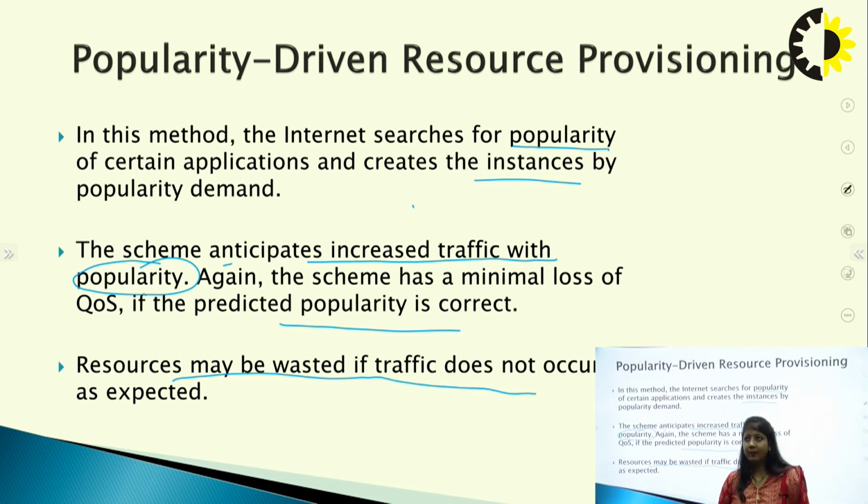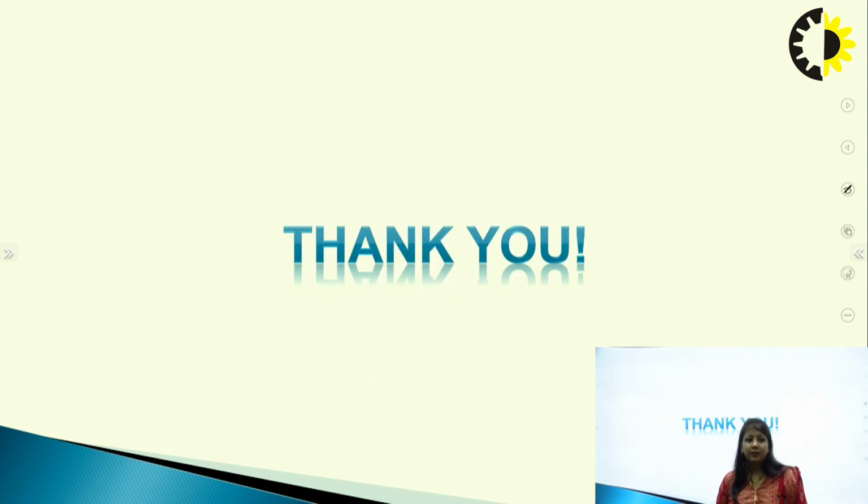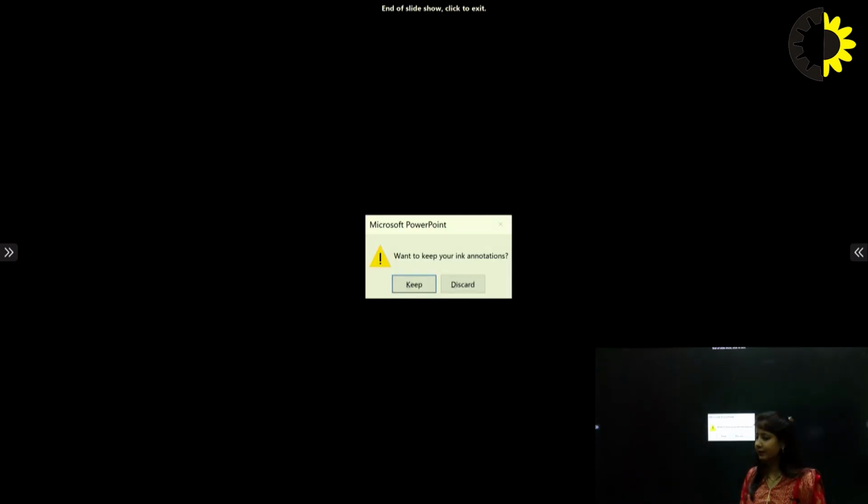So resources may be wasted if traffic does not occur as expected. Actually this is based on the prediction. If the prediction matches the live condition, then resource allocation will be okay and it will be utilized, but it may be wasted if the prediction doesn't match the live condition. So this is all about the resource provisioning methods.